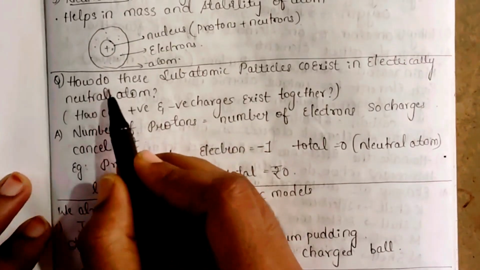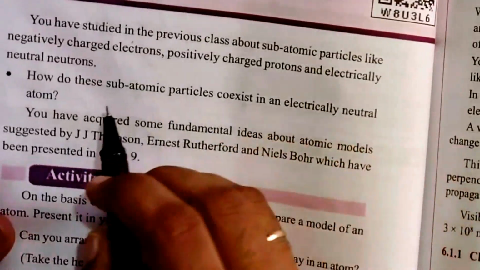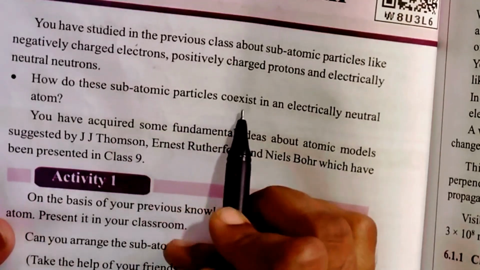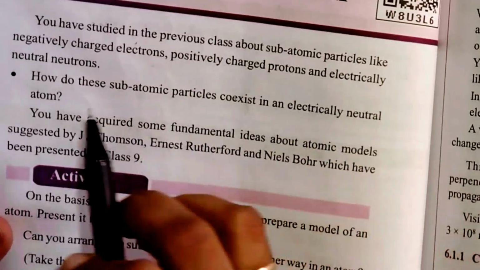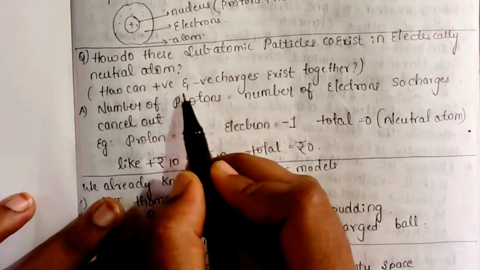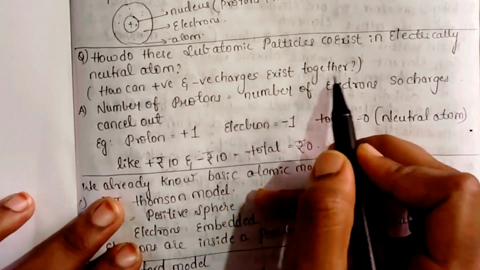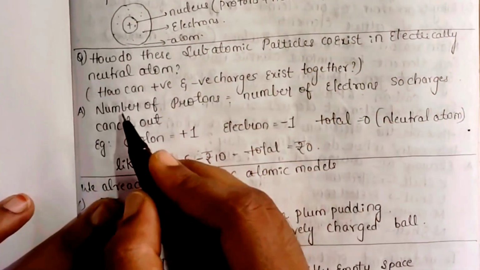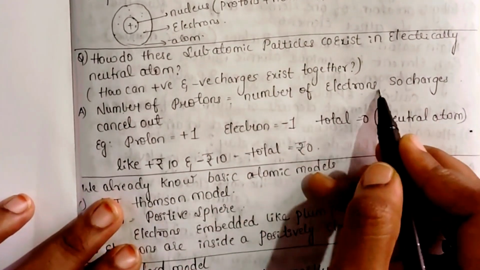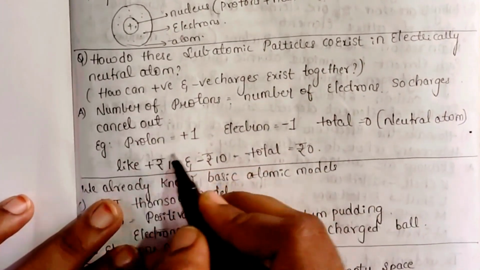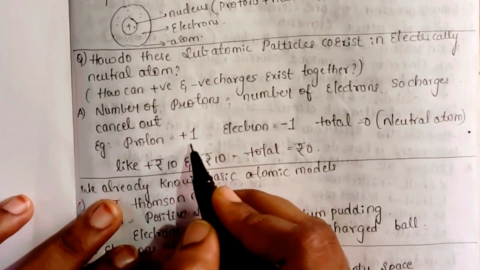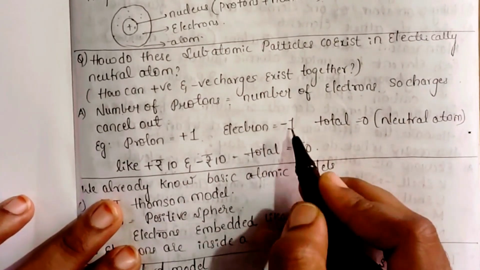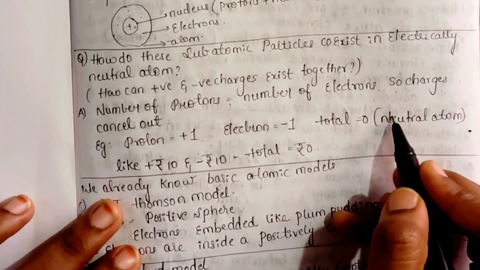Next question is, in this they asked how do these subatomic particles coexist in an electrically neutral atom? This means how can these positive and negative charges exist together? We know that number of protons is equal to atomic number. Number of protons is equal to number of electrons. So charge cancels out. For example, if protons are +1 and electrons are -1, then the total charge will be 0.